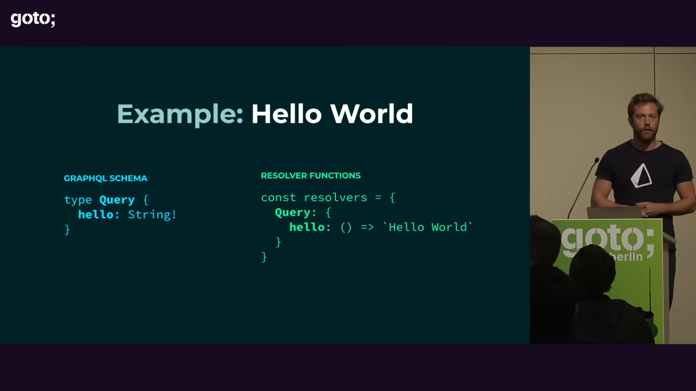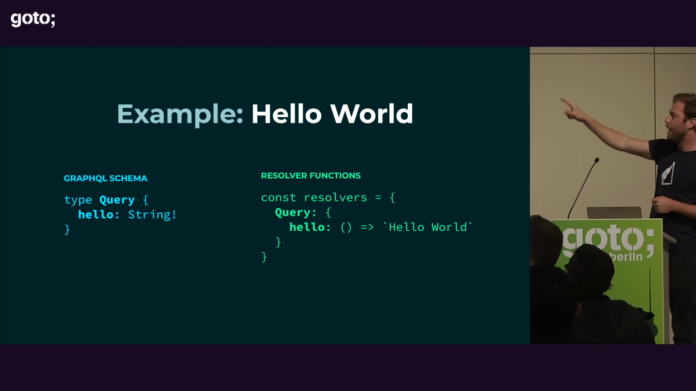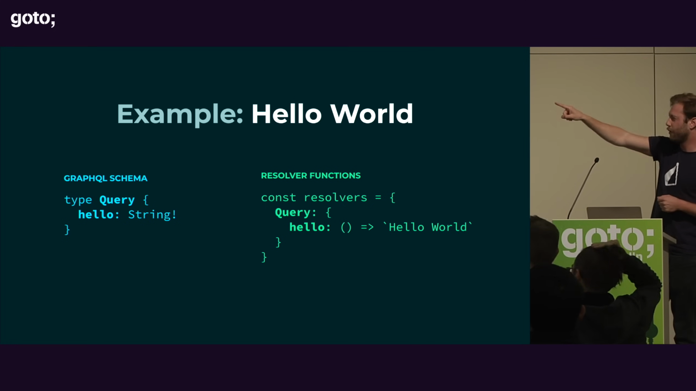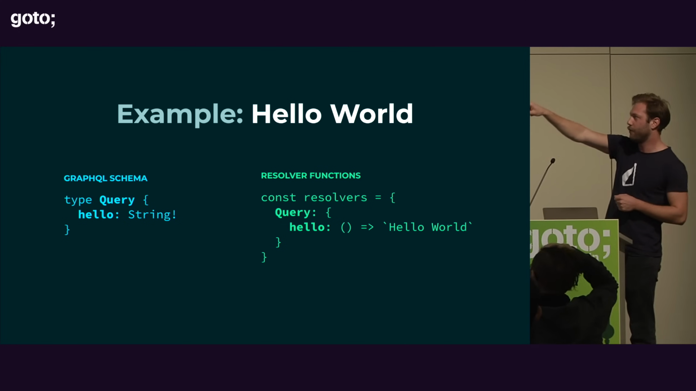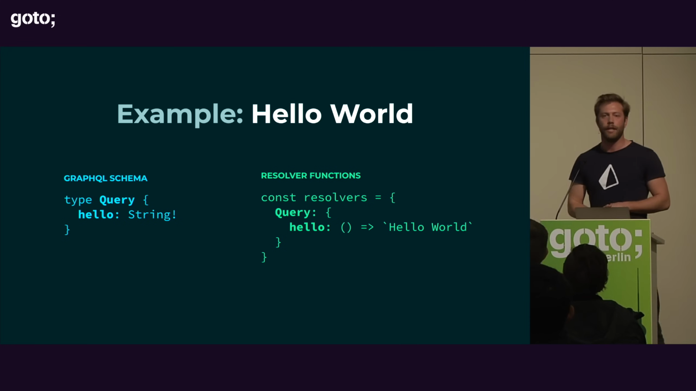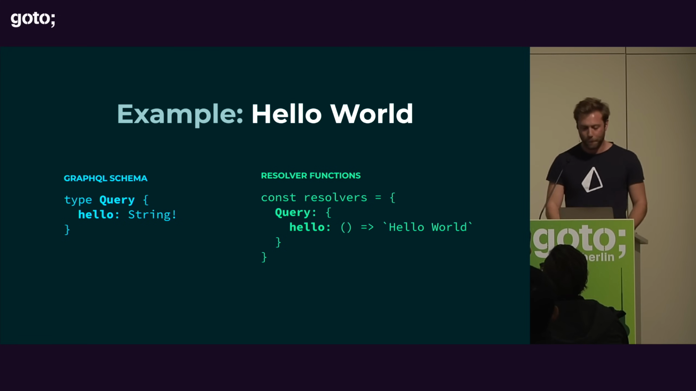What's important about this setup is that the fields in the resolvers object have the same names as the fields inside your GraphQL schema. So it's important to write query in exactly the same way that you wrote it in the GraphQL schema, as well as the hello function also needs to be written in the same way as you have it in your schema.